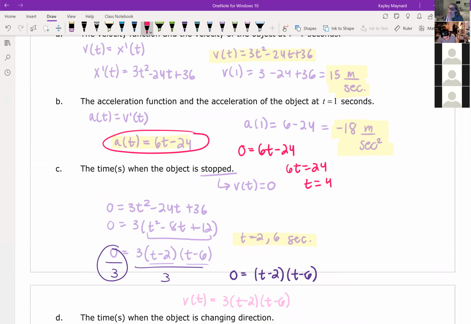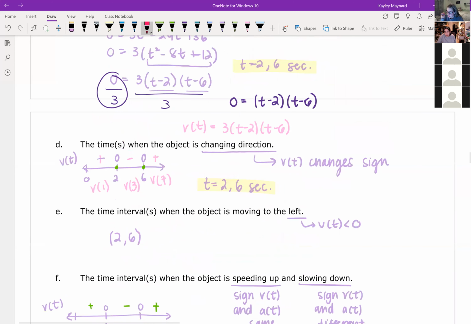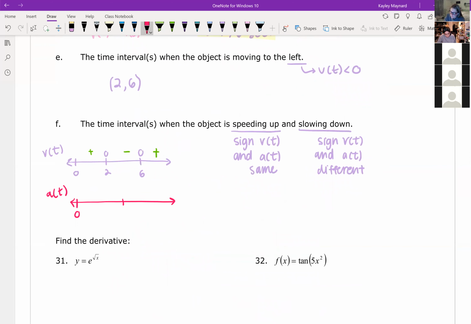So remember, when you're doing a sign line, you need to know the zeros of your function because those are spots where the sign could change direction. So the only 0 of A of t is 4. Okay, so that's nice. All we have to do is fill in the sign for 2 intervals here.